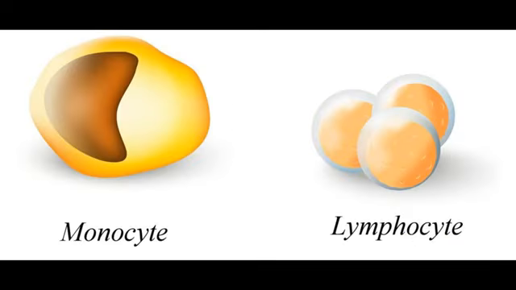Lymphocytes, on the other hand, produce antibodies, coordinate the immune response of the body, and destroy virus-infected cells. They destroy tumor and cancerous cells as well. Monocytes are responsible for removing the dead cells and microorganisms with the help of a process called phagocytosis.